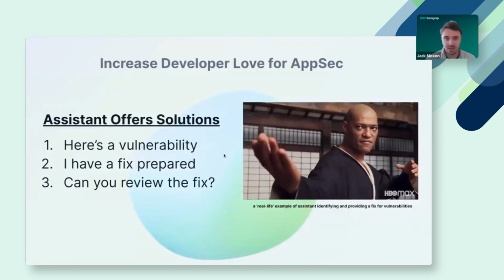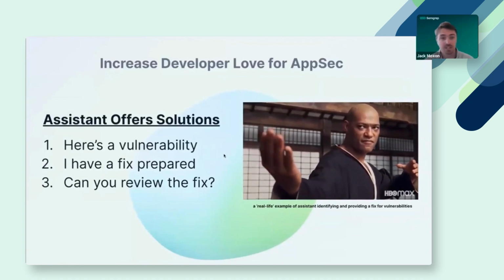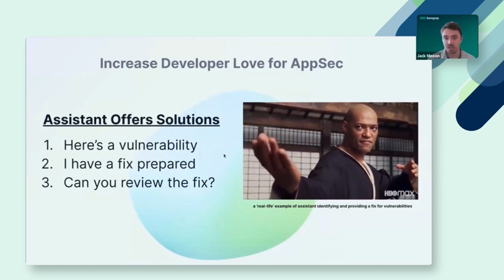The other thing that we love about these autofix suggestions is that it really changes the narrative from, hey, AppSec maybe is a blocker, to AppSec is saying, hey, here's a vulnerability, but I've already got a fix prepared. Can you please review it? That really changes the narrative for the relationship between AppSec and developers. And again, this feature is why we think that customers using Semgrep Assistant are seeing such a higher fix rate across the board simply because of this feature.